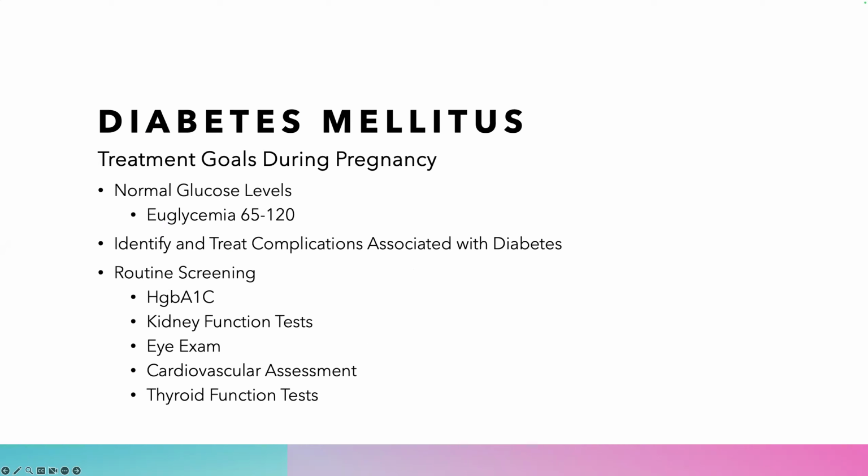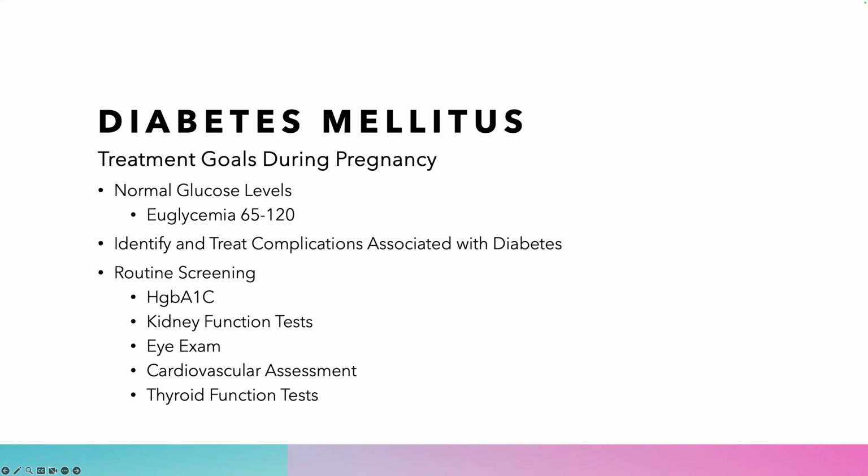It's also really important to identify and treat any complications associated with diabetes. So at the beginning of pregnancy, we're going through everything. We're screening them. We're taking care of any complications that we're seeing, so that it doesn't cause further complications down the road. So typically in our diabetics, routine screening that they're going to have either at their preconception or during pregnancy is we're going to monitor their hemoglobin A1C. We're going to check their kidney function tests to see how their kidneys are doing.